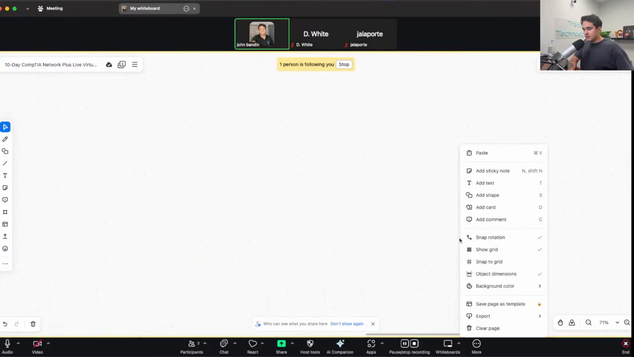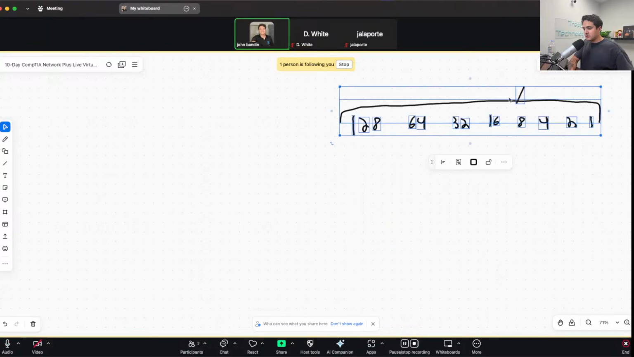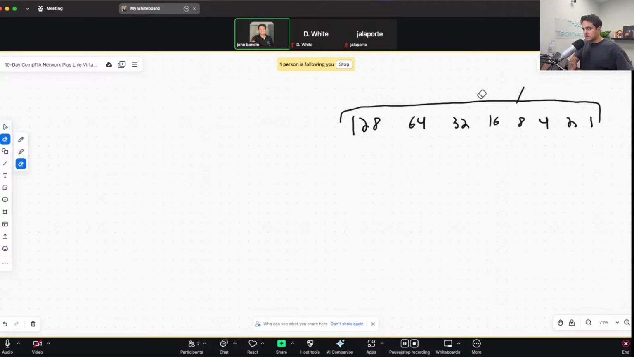Okay. Let's scroll down. There's my binary conversion chart. I don't need this little bar above it anymore. Okay. Now let's convert this.